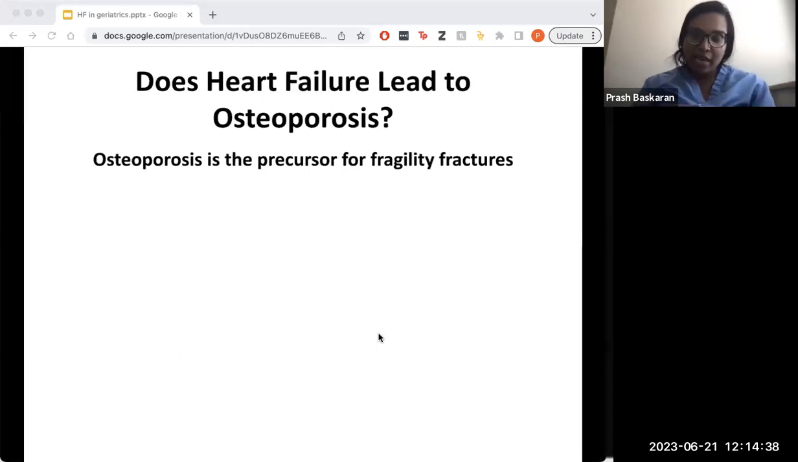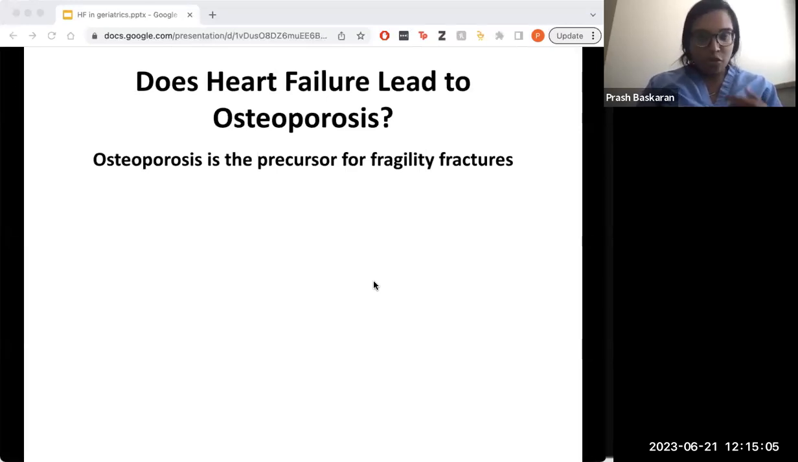Okay, I'm just going to take a little bit of a sidestep and talk about 2 disease processes that are often co-found in the aging population as well as in patients with heart failure, and are often seen in those admissions that we as internists admit for heart failure patients that are a little bit older. So the first one is osteoporosis. Osteoporosis is a precursor for fragility fractures, as we know.